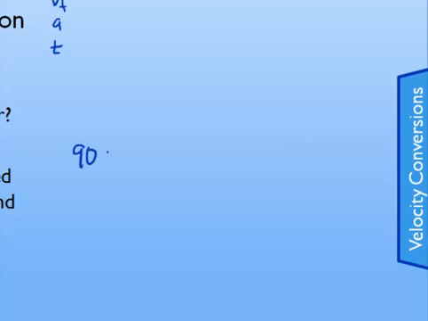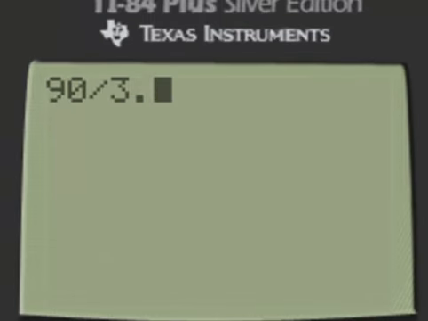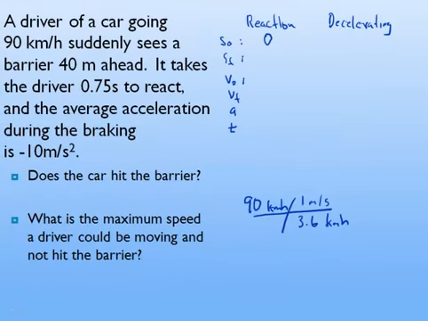90 kilometers per hour. And we'll multiply that by 1 meter per second, which is equivalent to 3.6 kilometers per hour. And a quick division of 90 over 3.6 gives us 25 meters per second. So the initial speed was 25 meters per second. The final velocity of the reaction stage is actually still 25 meters per second because the driver just kept going. He hadn't had a chance to react yet.